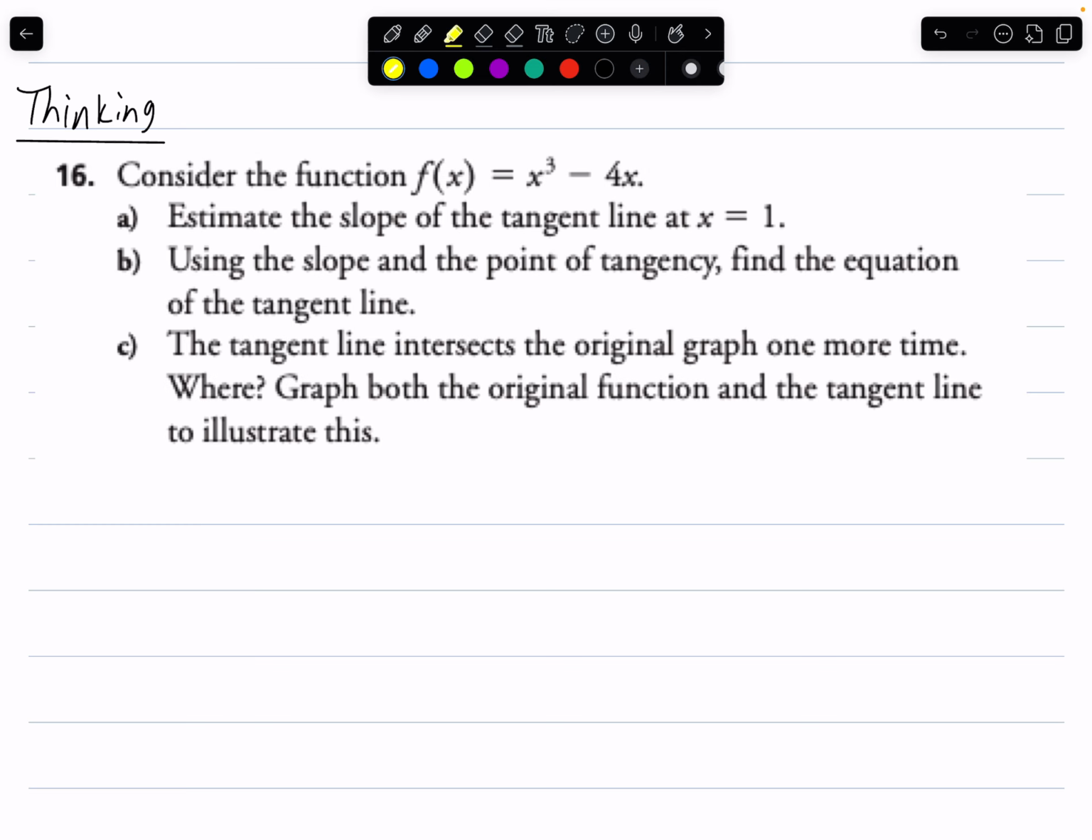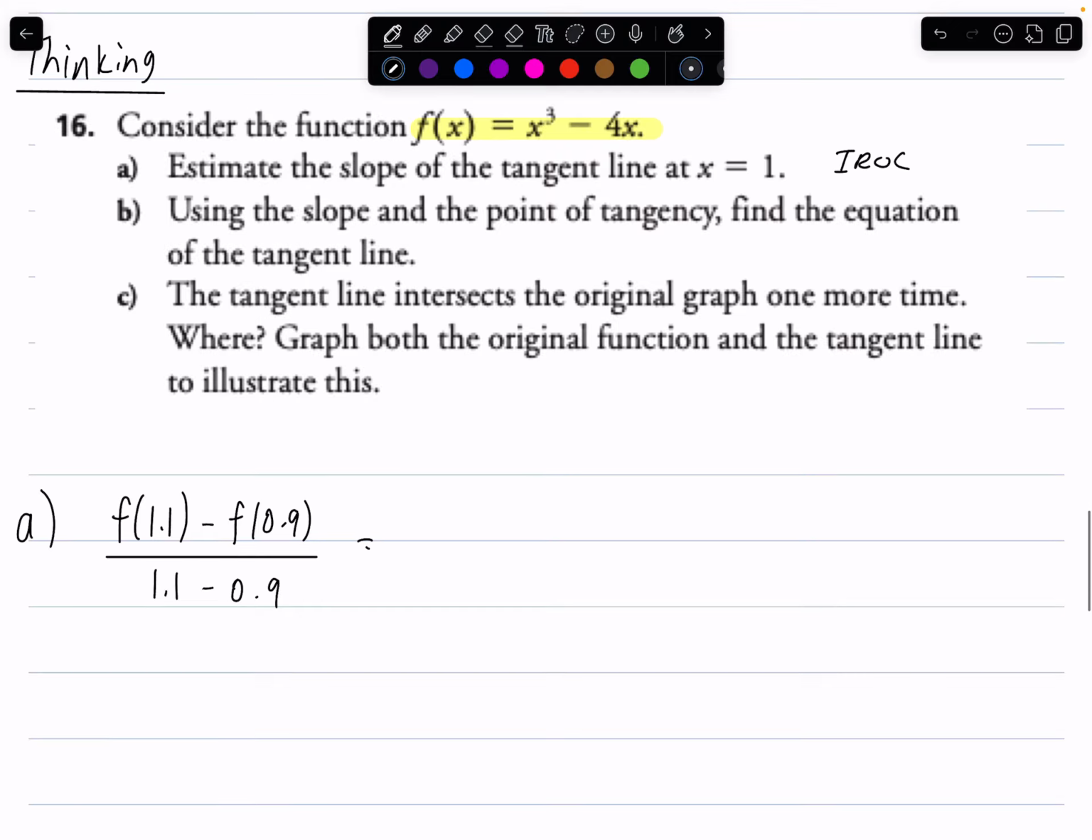It says, consider the function f at x is x cubed minus 4x. So first question, it says, estimate the slope of the tangent line at 1. So here we know we're going to be using IROC. So let's do the IROC first. So we're going to go f at 1.1 minus f at 0.9 over 1.1 minus 0.9. So let's do that out first.